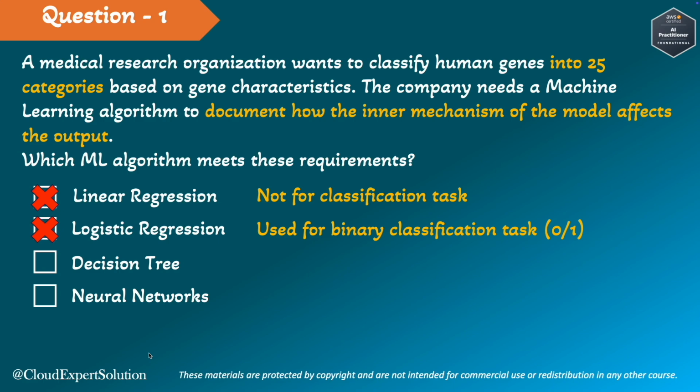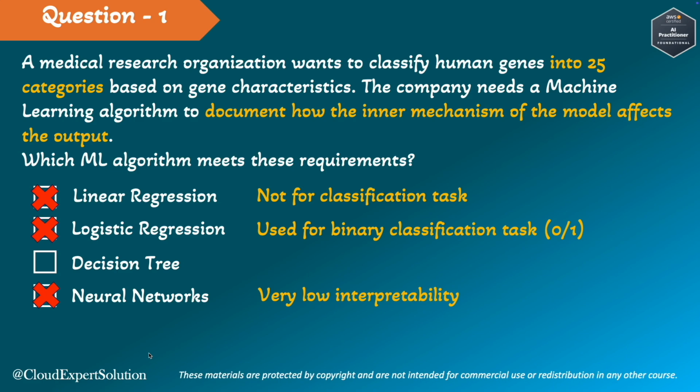Next is neural network. Neural networks are very powerful for complex classification tasks, including those involving multiple categories. However, neural networks are considered as black box and neural networks do not provide any interpretability. Since we need a model with high interpretability, this option is also not correct for us. The only remaining option for us is decision tree.